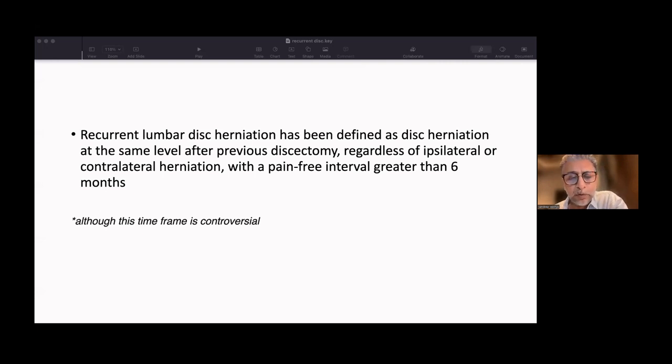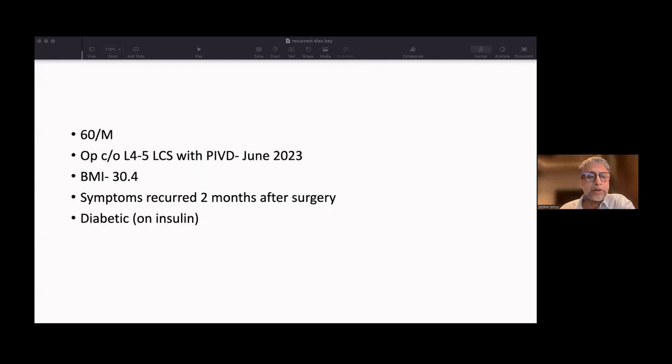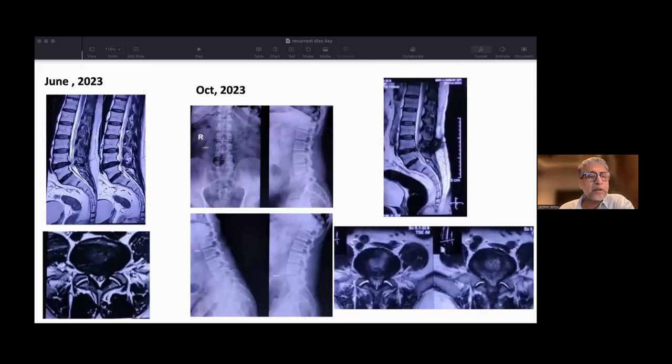Again, this time frame is controversial, and I'll show you an example. This is a patient who was operated in June 2023 in another hospital. He was perfectly all right for 2 months. He was diabetic, but 2 months later his symptoms recurred. That was in September, and by October he was worse. The first MRI is of June 23 when he was operated, and in the lower image, in the axial section, you can see the disc herniation. In the latter one, from October, the disc herniation seemed worse than before. He developed disc recurrence just 2 months after the initial surgery.